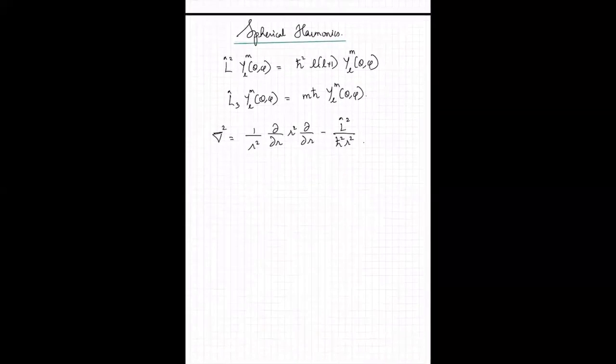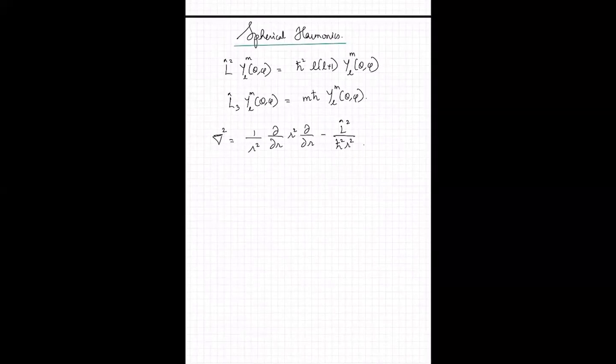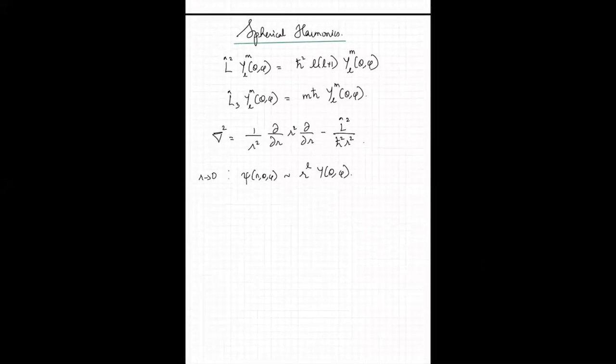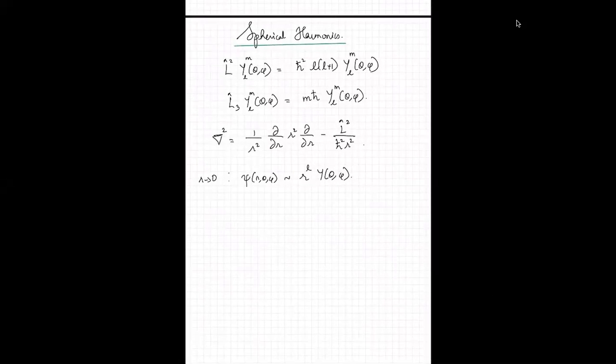So let us remember our initial analysis, that psi very close to the origin has the form r to the L times Y of theta comma phi. This has again stopped working, so I'll have to reshare. Okay, so very close to the origin, my psi has this form.